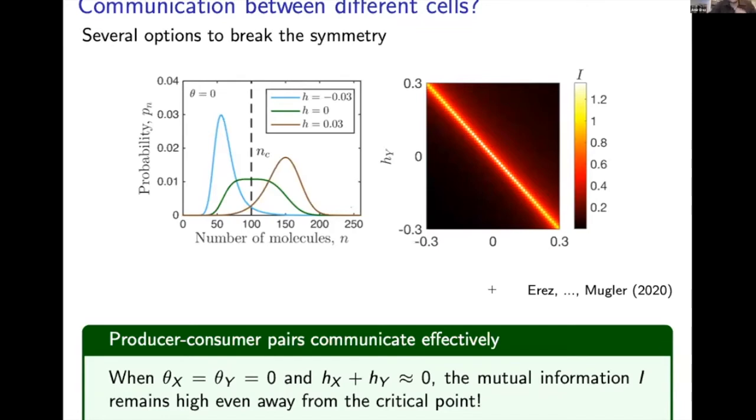So this led us to think, well, maybe there is this enticing possibility to cheat critical slowing down. Because now we could be quite far away from the critical point, with finite hx, hy, theta x, and theta y. So potentially, maybe we're not going to suffer from significant critical slowing down because we're far away from the critical point, but we can still have high information. So that's what we sought to find, but you kind of know the answer already.